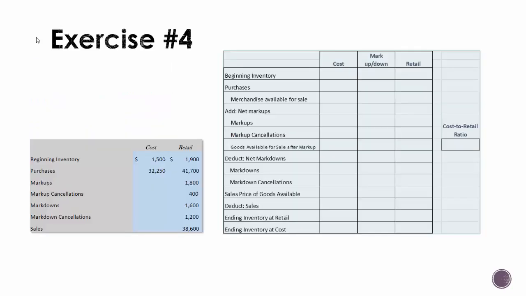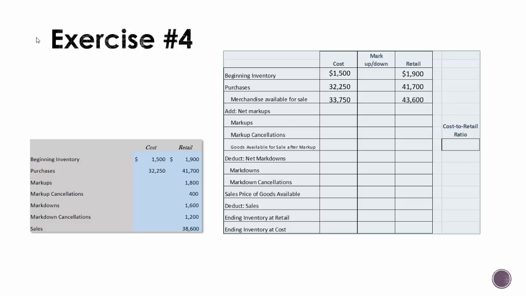And with that information, we can use the retail method to figure out ending inventory at its cost. You're going to start by taking your beginning inventory and filling in both the cost and retail value. So they had $1,500 in cost and $1,900 in retail value. We do the same with purchases: $32,250 in cost, with a retail value of $41,700. Their merchandise available for sale is just the sum of the two numbers above it: $33,750 is the cost, and retail value is $43,600.